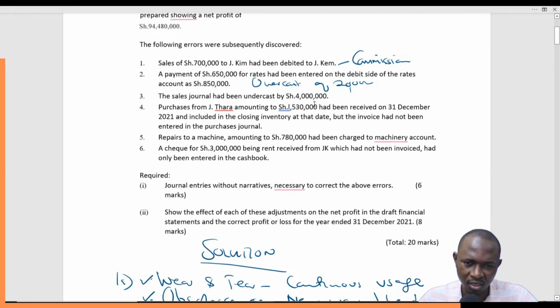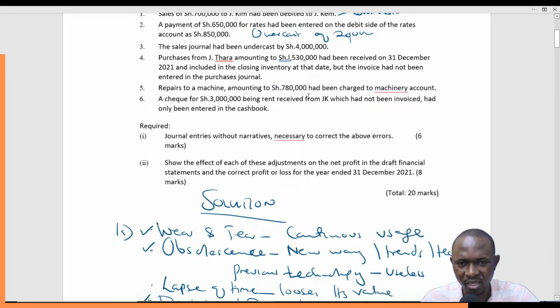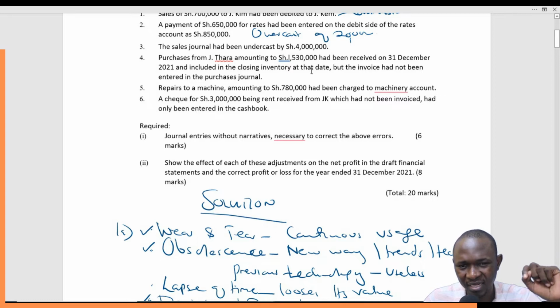If only one ledger is affected, then definitely the suspense account will come into play. But if you have both ledgers affected, then the suspense account will not feature. Purchases from J. Tara amounting to 1530 had been received on 31st December 2021 and included in the closing inventory at that date, but the invoice had not been entered in the purchases journal.